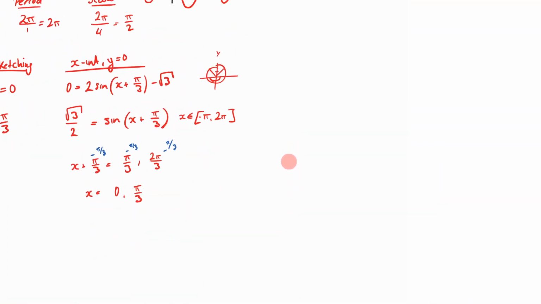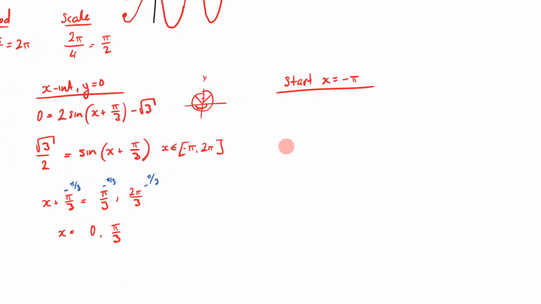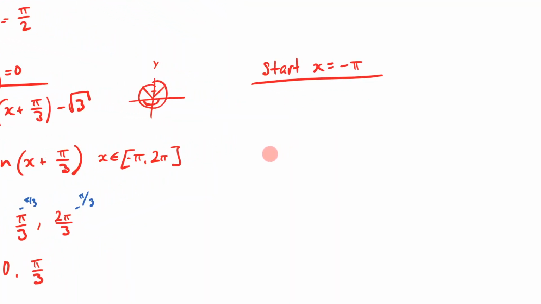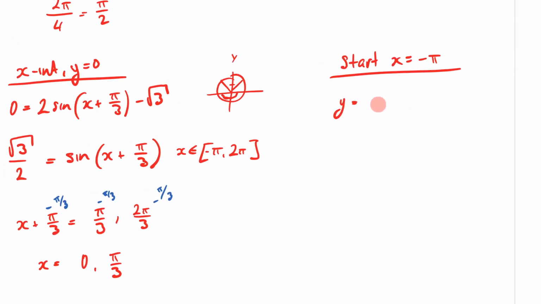And will I have enough room? I think I will. So the graph is going to start when x is equal to negative pi, right? That's where the graph is going to start. So if I come over here for a second and just consider this, the graph is going to start when x is equal to negative pi. So I'm going to take my graph, y is equal to 2 sine of negative pi plus pi on 3, minus the square root of 3.